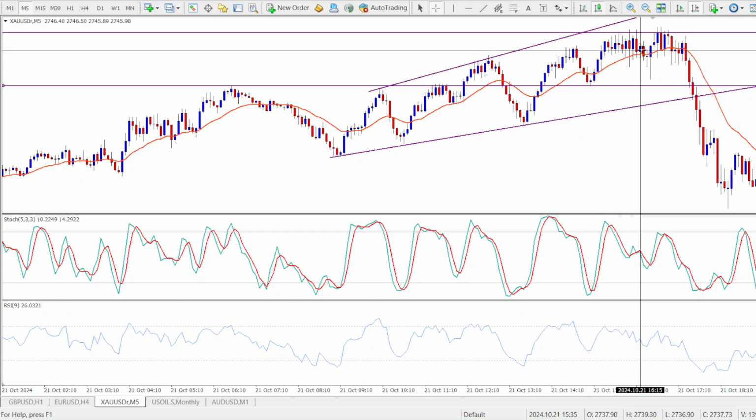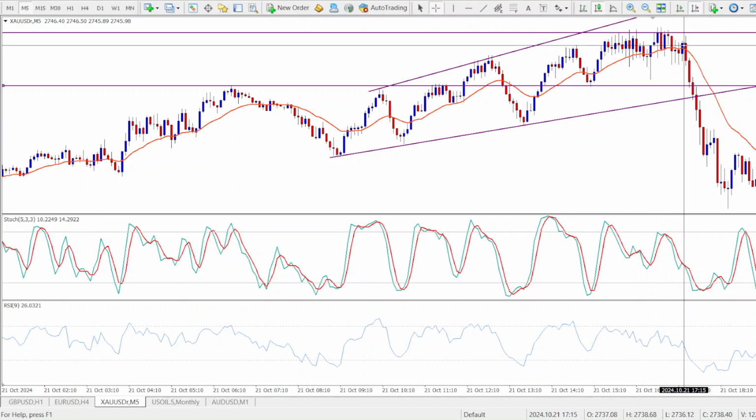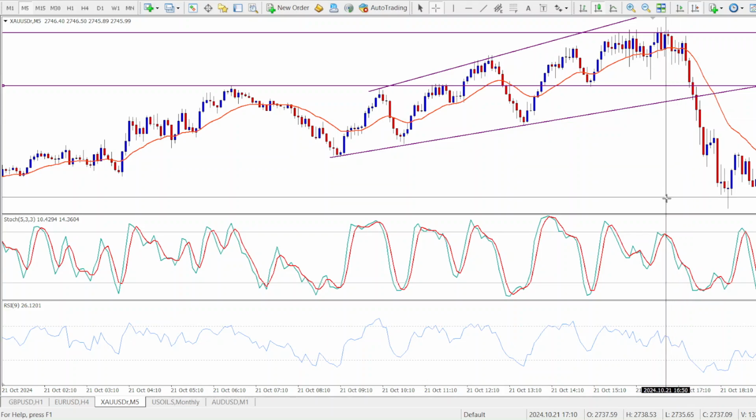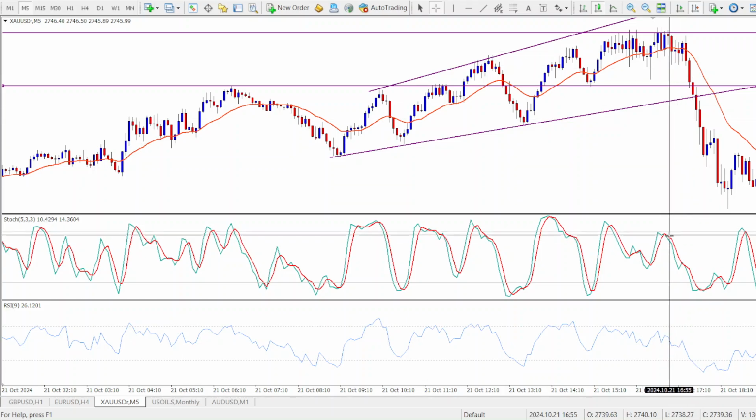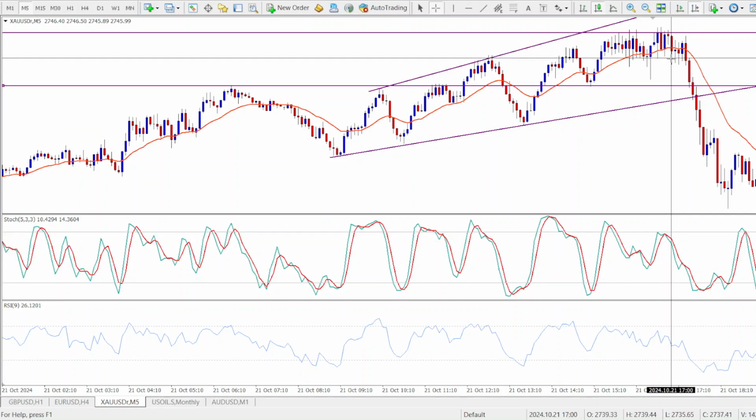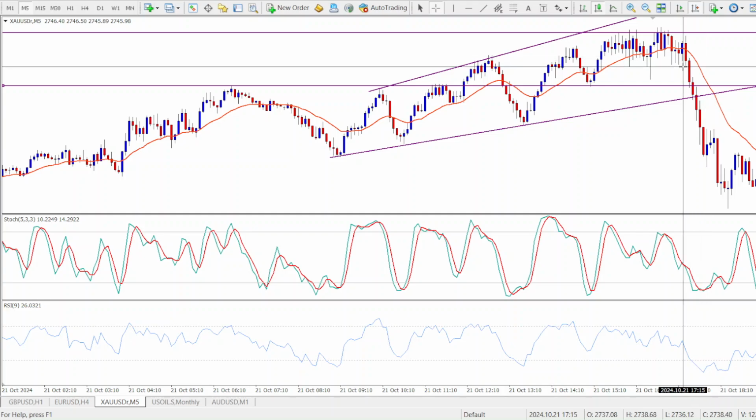Okay, and then we would have considered exiting around the resistance zone as well, or we can wait for a break below the moving average to exit, or we can wait for a sell signal from the stochastics to exit our buy trade as well. So basically that is it for this strategy.